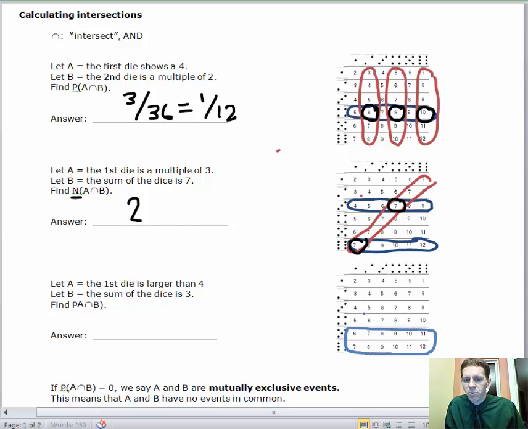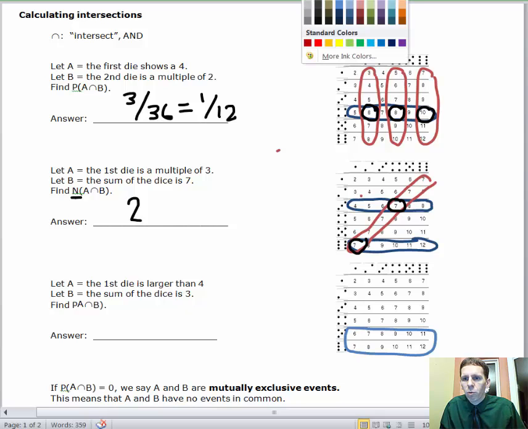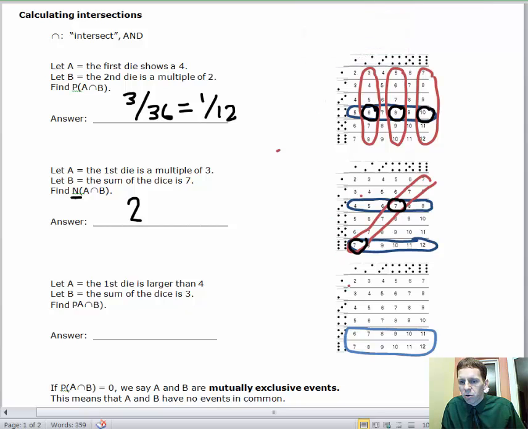represent our first event. B is the sum of the dice is 3. So we're going to look for where the sum of the dice is 3. Again, that's going to go along our diagonal. Just these 2 locations. So where's the first die larger than 4 and the sum of the dice is 3? Well, that can't happen. If you roll a first die bigger than 4, your sum's already going to be bigger than 4. It can't be 3. There's nowhere that this happens.